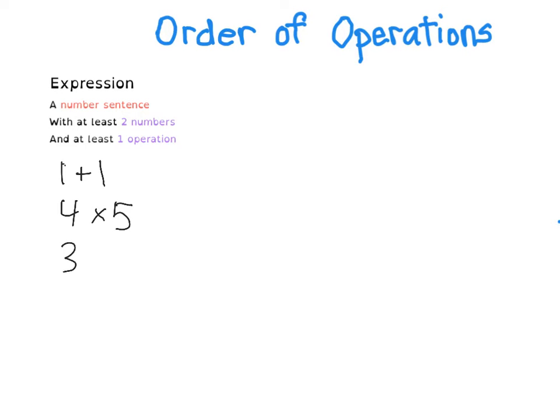You could have 3 times 2 plus 4, and even more complex expressions such as open parentheses, 4 plus 5, close parentheses, times 2 plus 1.